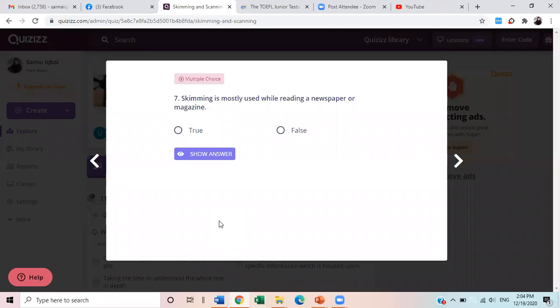Skimming is mostly used while reading a newspaper or magazine. True or false? True. Do we have any more responses? Anybody says this is false? Uruj is also saying true. Yes, this is true. Good job.